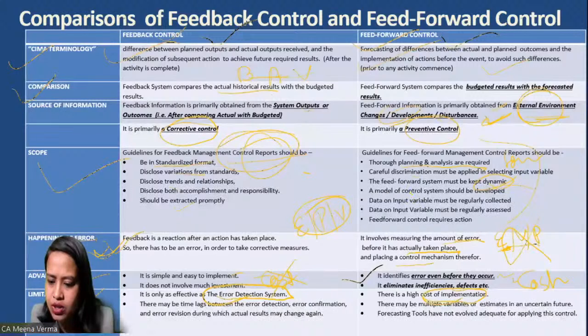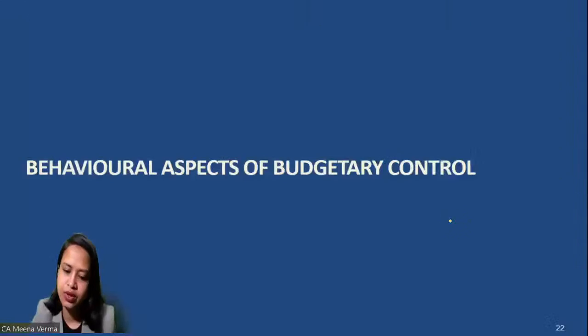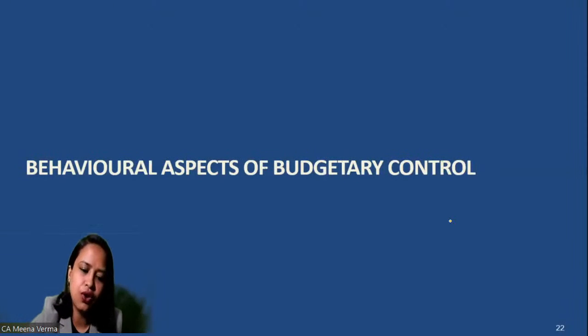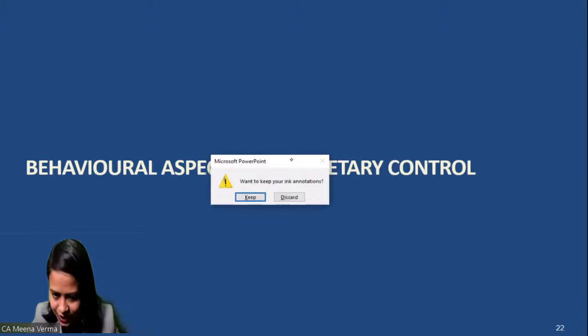And a model of the control system should be developed. You will develop a control system. You will consider the input variables regularly. You collect them regularly, you assess them regularly. So these are the differences between the feedback control system and the feed forward control system. I hope the concept is clear to all of you. Now I'm giving you a question related to this.